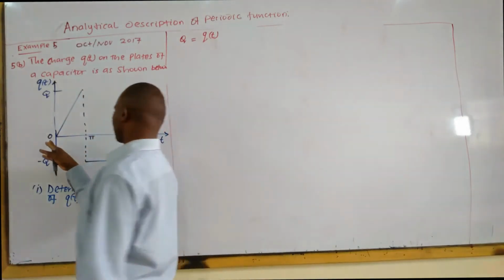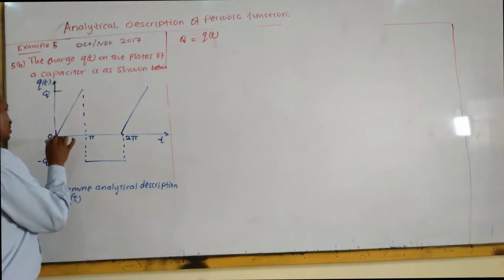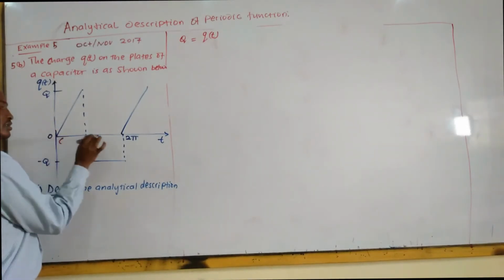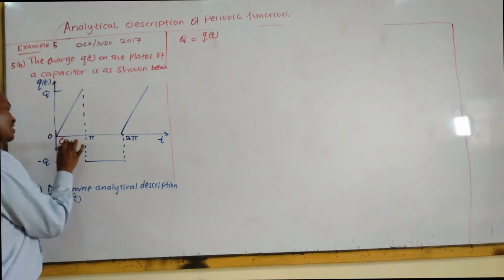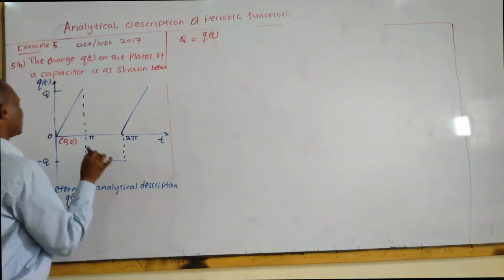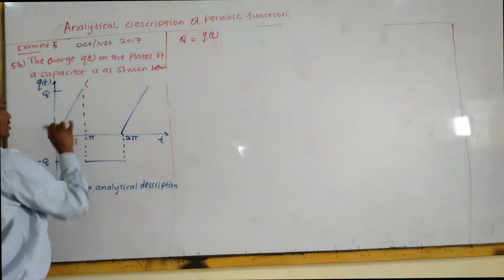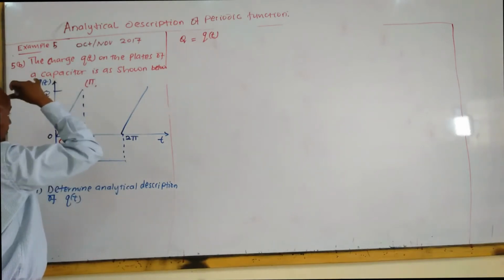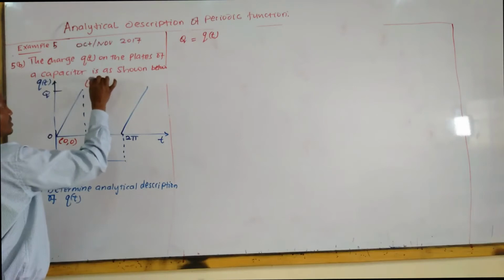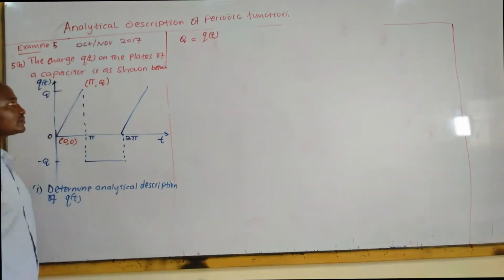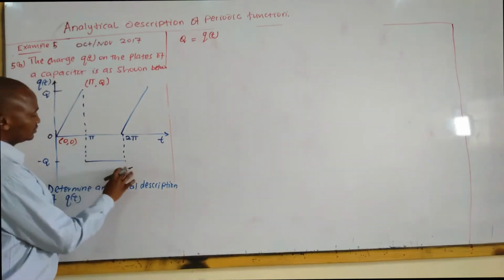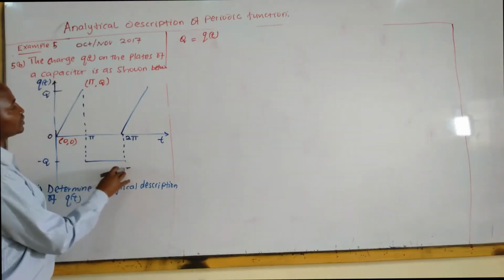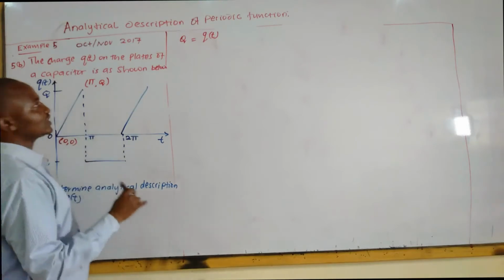This point is 0, 0. Time is 0, charge is 0. Here, t is pi and charge is Q. This point, this one you don't need to worry about. Let us first of all determine that one.